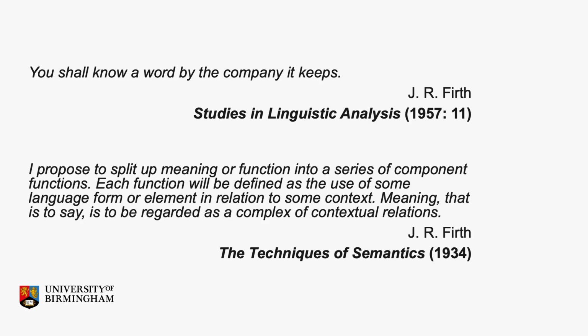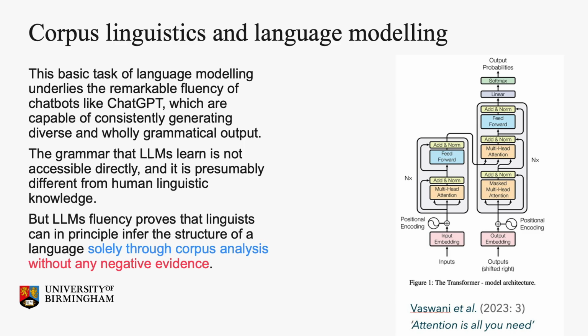And here's another one. "I propose to split up meaning or function into a series of component functions. Each function will be defined as the use of some language form or an element in relation to some context. Meaning, that is to say, is to be regarded as a complex of contextual relations." That is the basic idea that underlies language models today, which is why Firth is often cited. So, just to recap, the basic task of language modeling underlies the remarkable fluency of chatbots like ChatGPT, which are able to consistently generate diverse and wholly grammatical output.